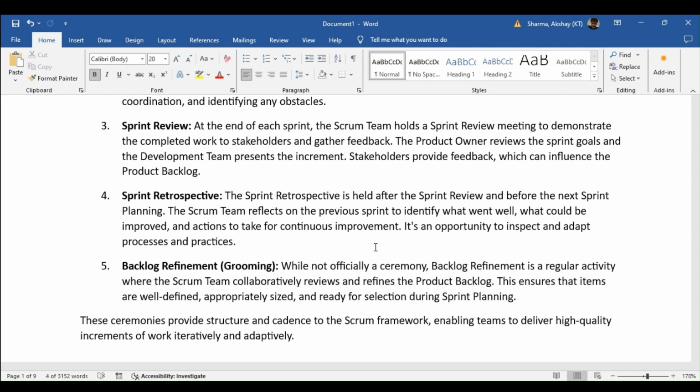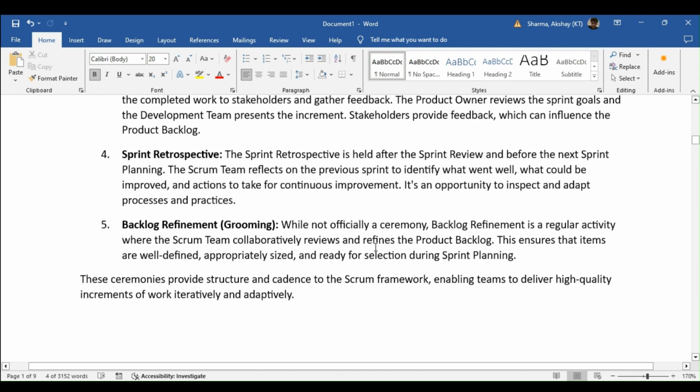Okay. Fifth is backlog refinement, which is also known as grooming. While not officially a ceremony, backlog refinement is a regular activity where the Scrum team collaboratively reviews and refines the product backlog. This ensures that the items are well defined, appropriately sized, and ready for selection during sprint planning. So these ceremonies provide a cadence to the Scrum framework, enabling teams to deliver high quality increments of work iteratively and adaptively.